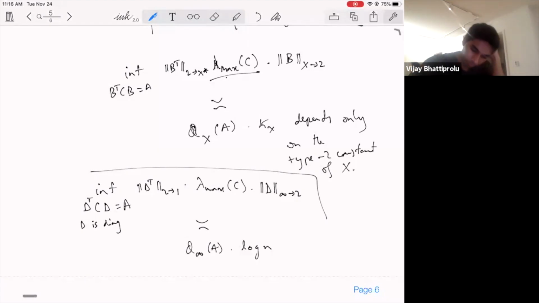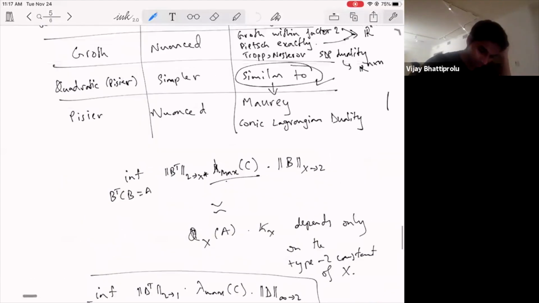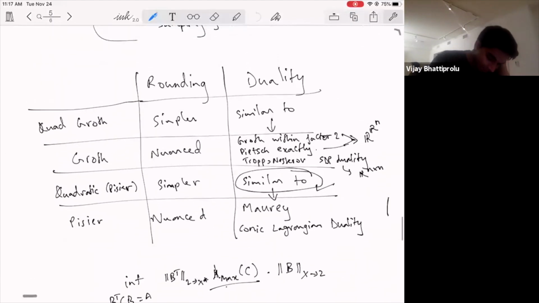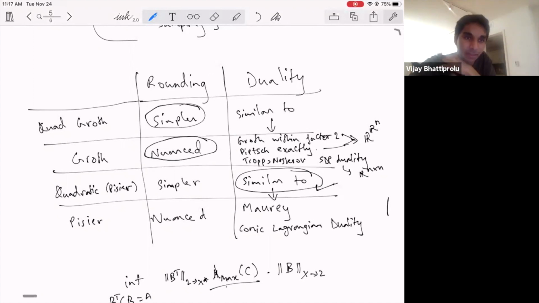Last week I showed Grothendieck's rounding algorithm, and I showed a rounding algorithm for quadratic Grothendieck. This week I want to show the duality side. As I said, I'm going to show this most general duality statement, the quadratic version, and I'll probably indicate, if time permits, how to derive all the others.